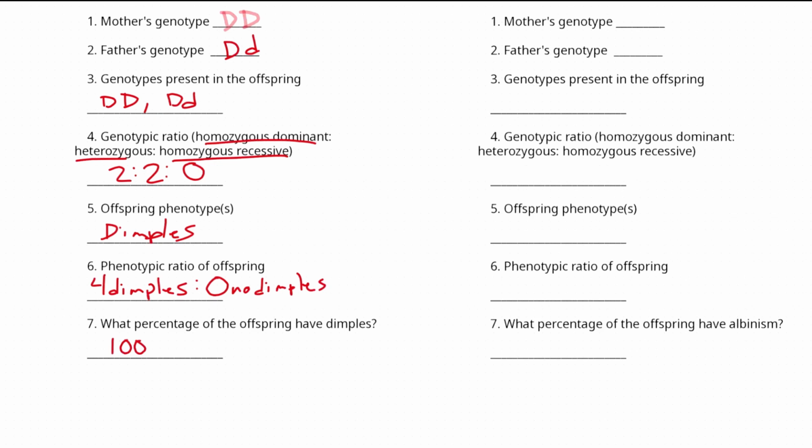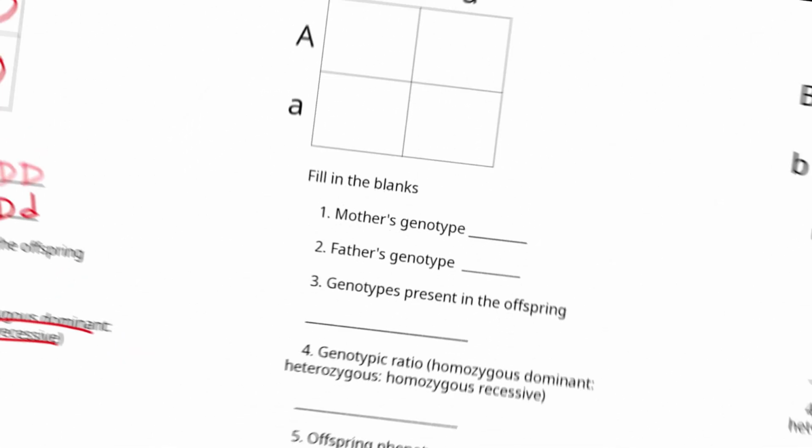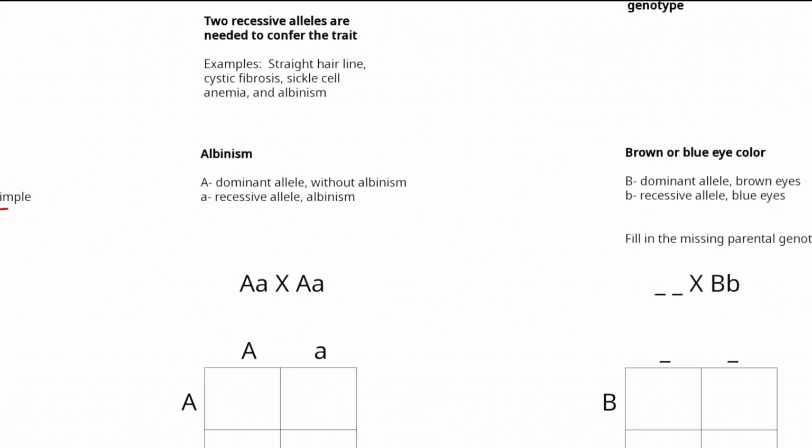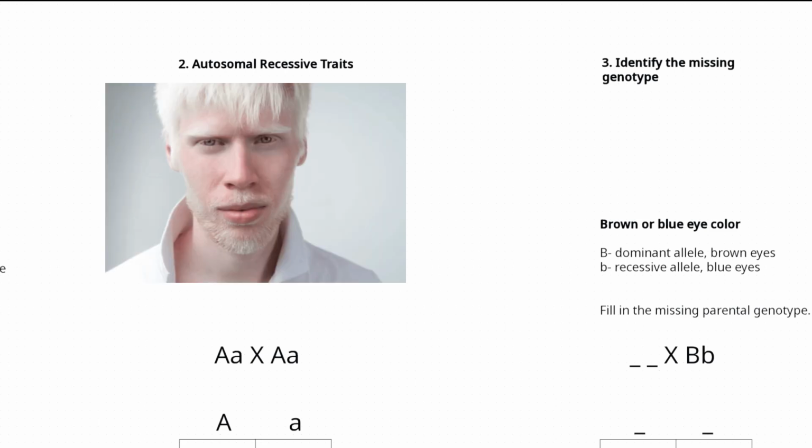So question number 2. This one is over albinism. Let's start off talking a little bit about some recessive traits. This includes the straight hairline, cystic fibrosis, sickle cell anemia, and our example today, albinism.